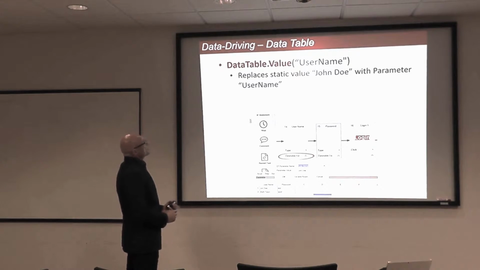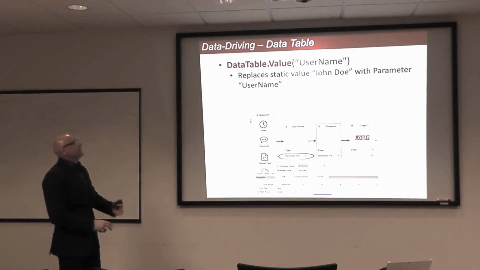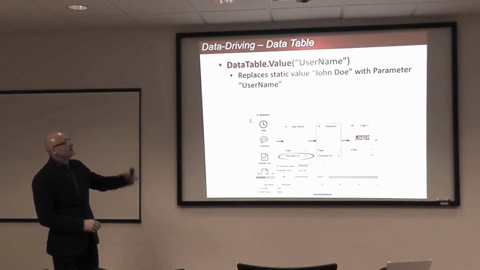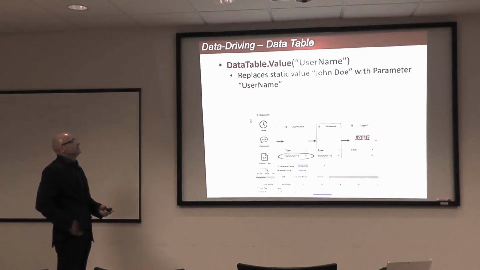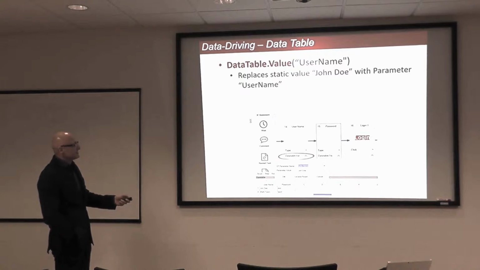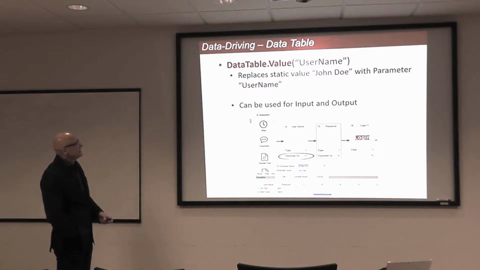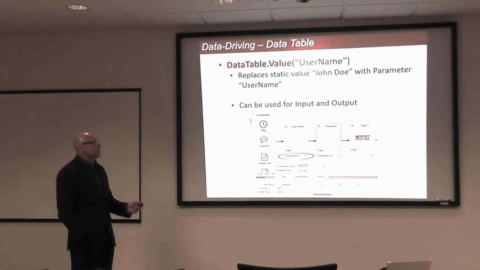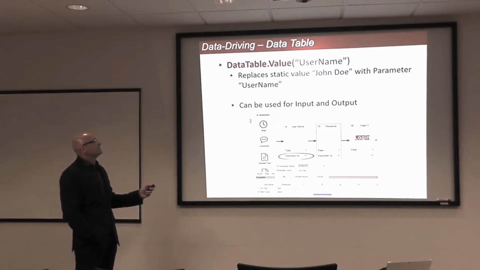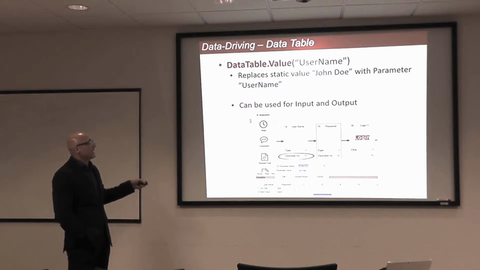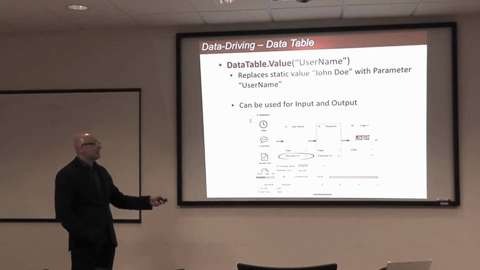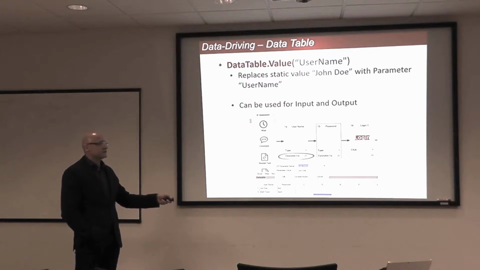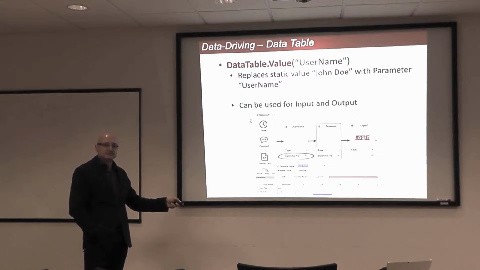Now, data driving in the ZAP-test is defined by a data table value and the name of the parameter. It replaces the static value John Doe with the parameter username. This is how it's done in the script. Make sense? Can be used for input and output. So that username can be used for the input as well as the output. I can take this username as an output and use it as an input in the next test module, right?